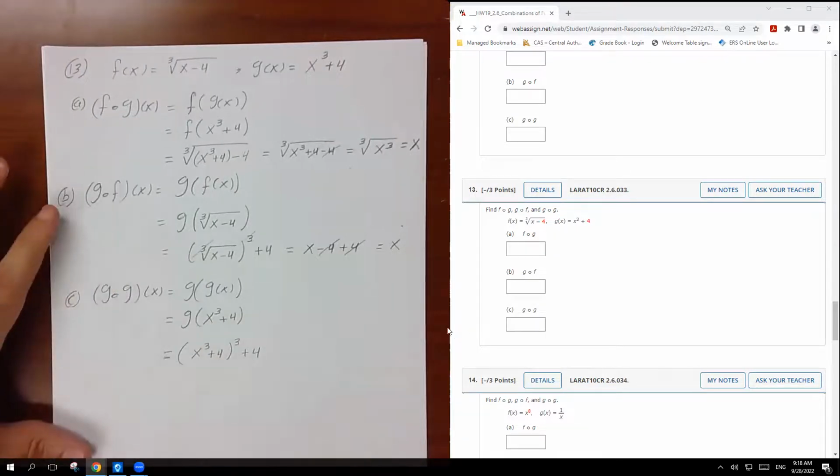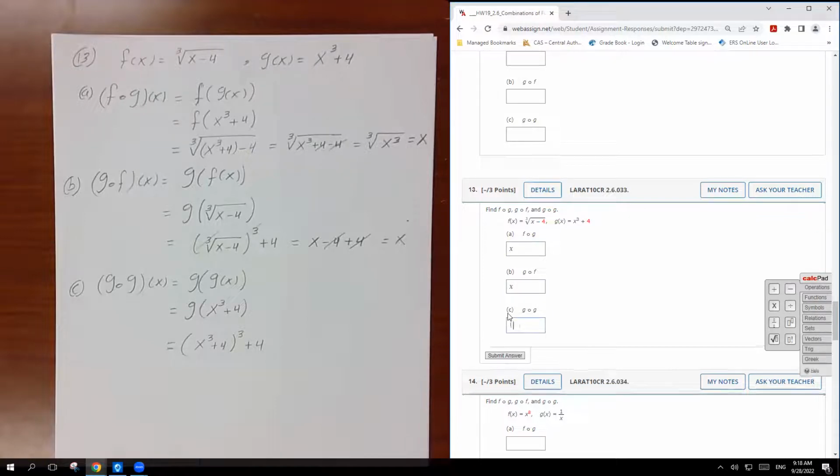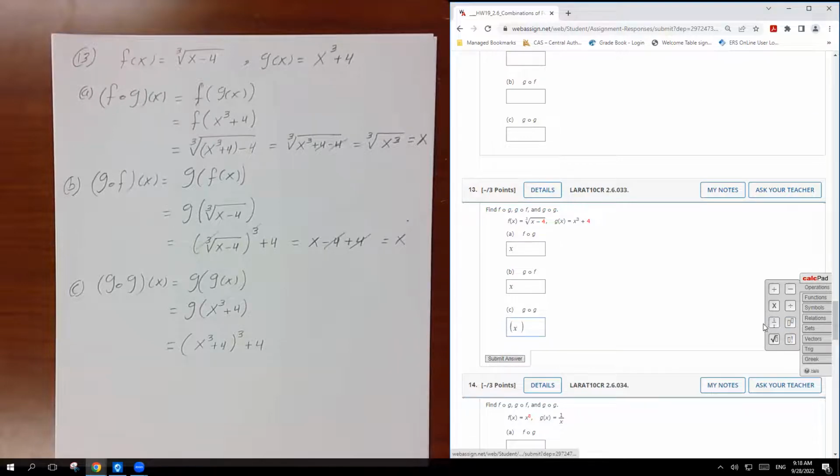Let's check our solutions. The first one is going to be just X. The second one is going to be just X. The third one is going to be parentheses, X cubed plus 4, and cubed outside. And this one is going to be plus 4. That's it for this example.